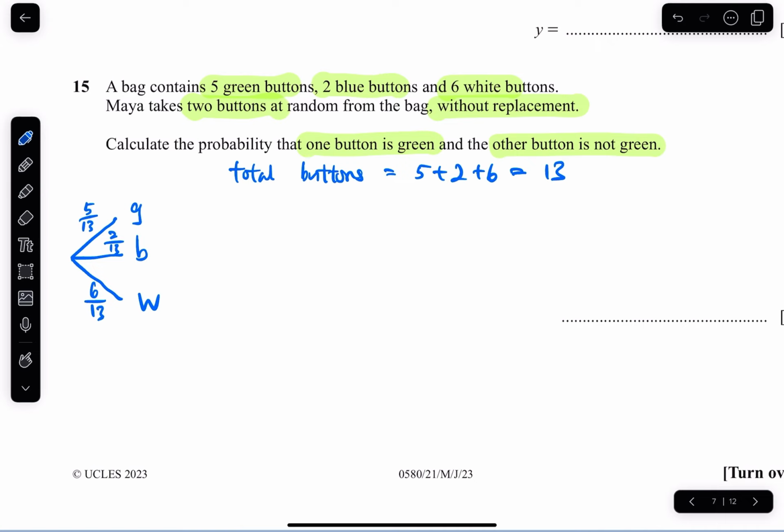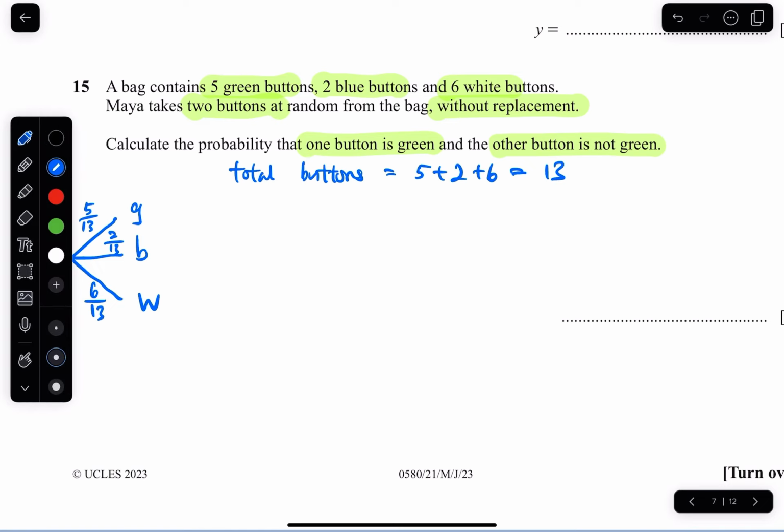Because the next button that we want is not green, and the first button is green, we want this particular track. Now let's extend this. From here, I can draw another 3 possibilities. I can draw either green, blue, or white.